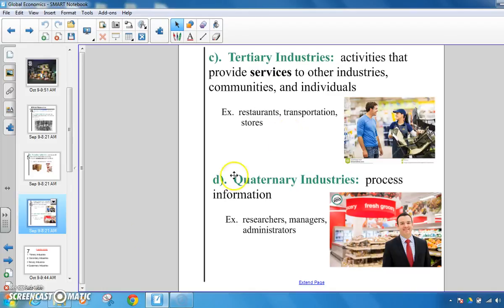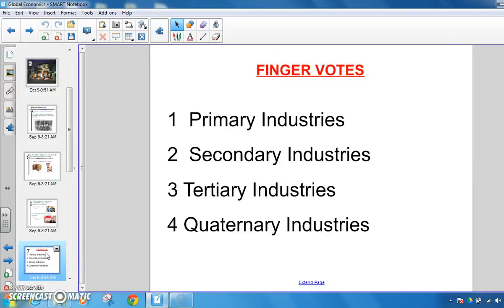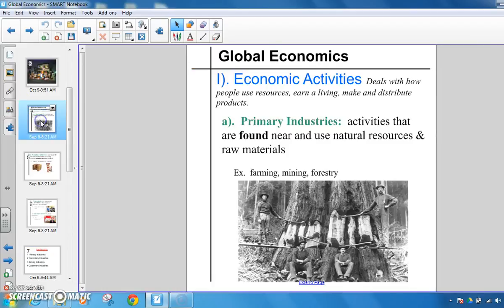Now taking a look up here, what if I told you somebody who picks cotton out of a field? Somebody who picks cotton out of a field. Hold up your fingers. 1 primary, 2 secondary, 3 tertiary, 4 quaternary. If you're holding up 1 finger, primary, you're correct. Because those are the people that just find and use those natural resources, but they're not making anything with it yet.